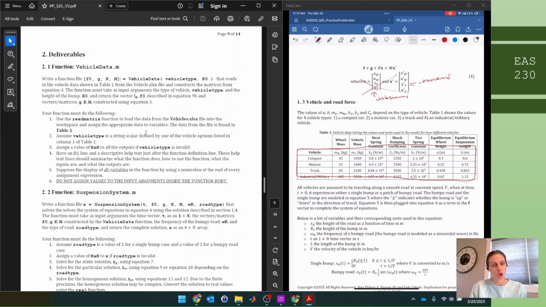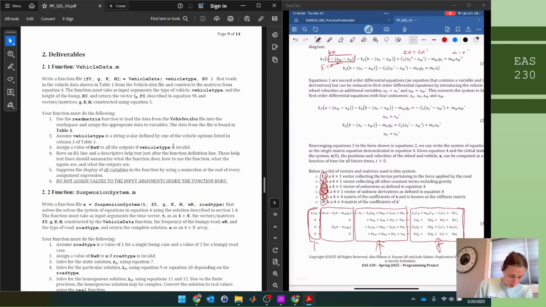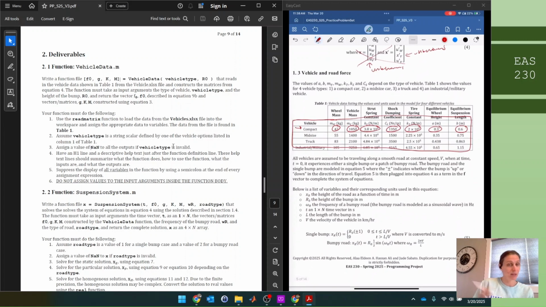So it's just like in your homework where you read in data and assign it appropriately. If you have a compact car, using this for MW, this for MV, this for your spring constant, this for your damper, this for your tire constant, this for A, and this for B. Okay, so you'll read the matrix, you'll define the vehicle type, which is dependent on your input. You will construct F, G, K, and M based on how you wrote them on a piece of paper. And then that's it. Then you'll have these outputs.